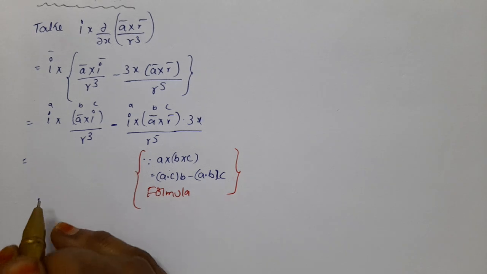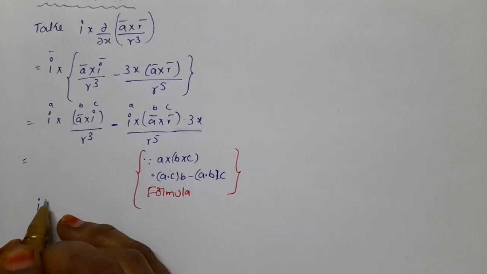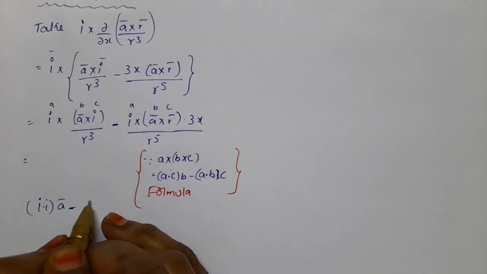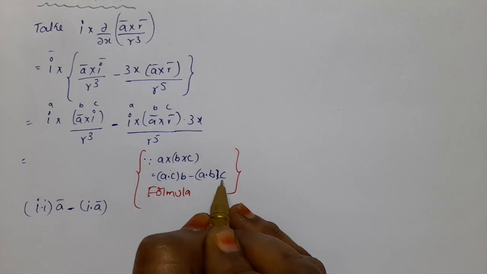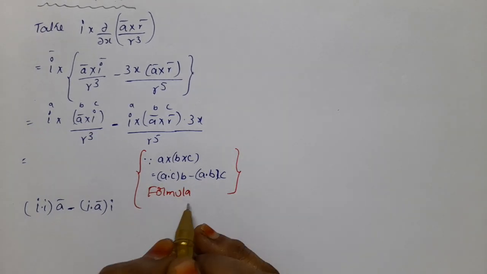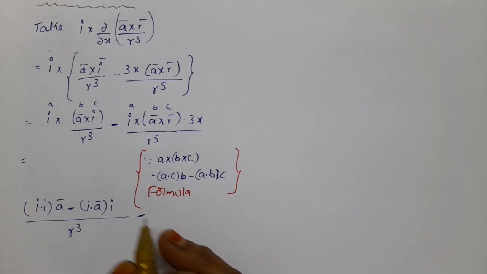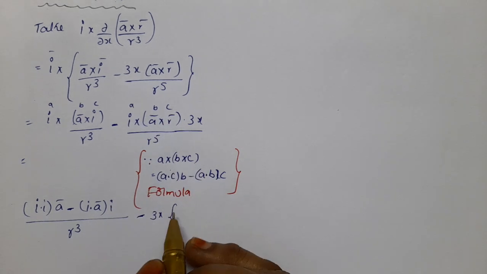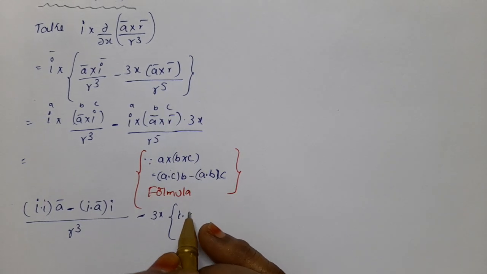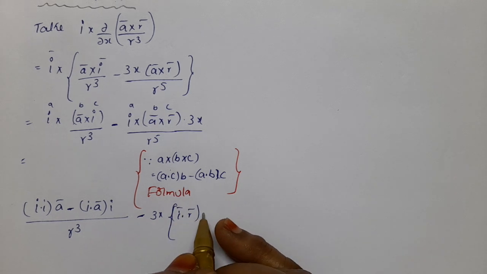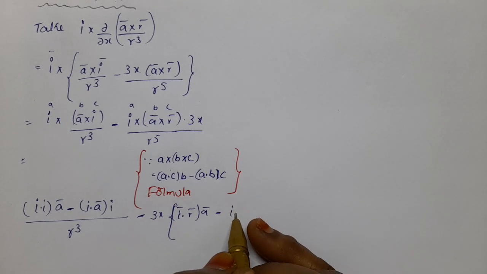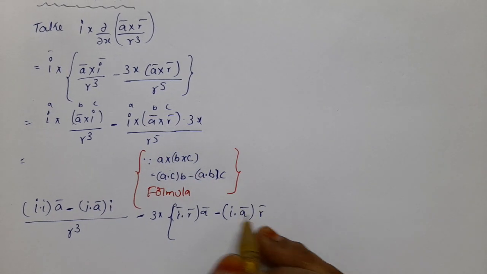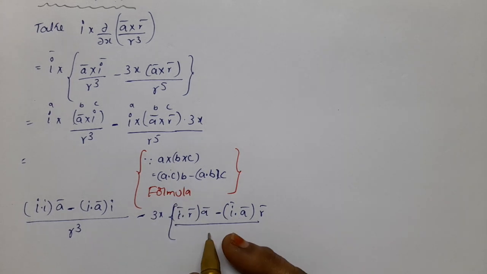I dot I into a bar minus a bar dot I into I, by r cube, minus 3x, I dot r bar into a bar minus I dot a bar into r bar, by r power 5.